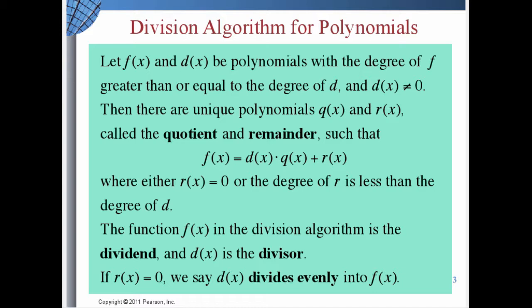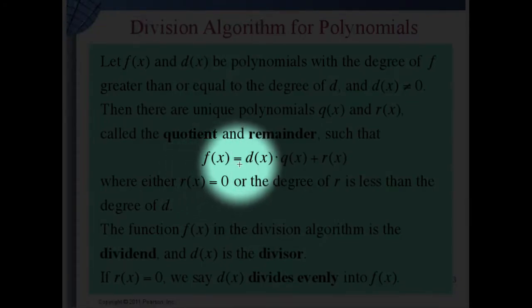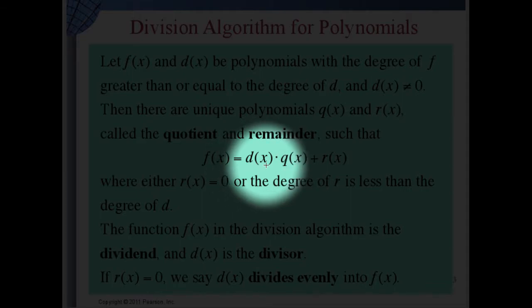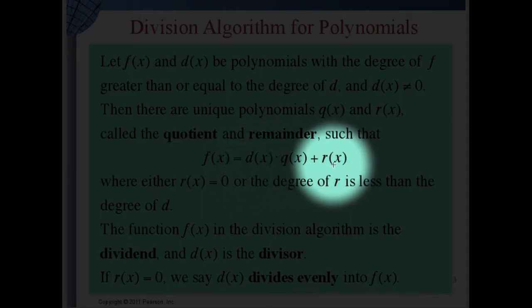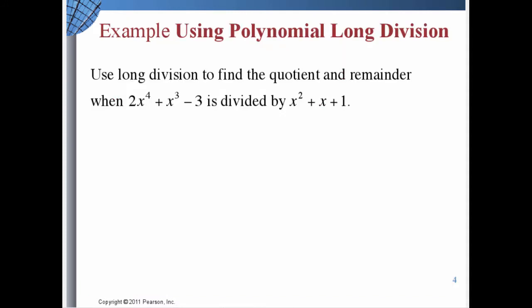So basically what that's saying here is that this function f of x equals the divisor times the quotient plus any remainder that there is. The remainder could be 0. If it's not, then the remainder, its degree, must be less than the degree of the divisor. So the function f of x in the division algorithm is the dividend, and d of x is the divisor. If r of x equals 0, we say d of x divides evenly into f of x.